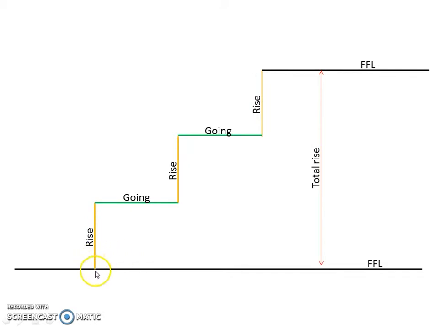So you can see that our total rise is simply made up of all of our individual rises added together, from finished floor level to finished floor level. So of course that means if we measure horizontally from in line with our first rise to in line with our last rise, that gives us our total going. And again, all of our individual goings added up will equal our total going, always measured from first rise to last rise, total rise measured from finished floor level to finished floor level.